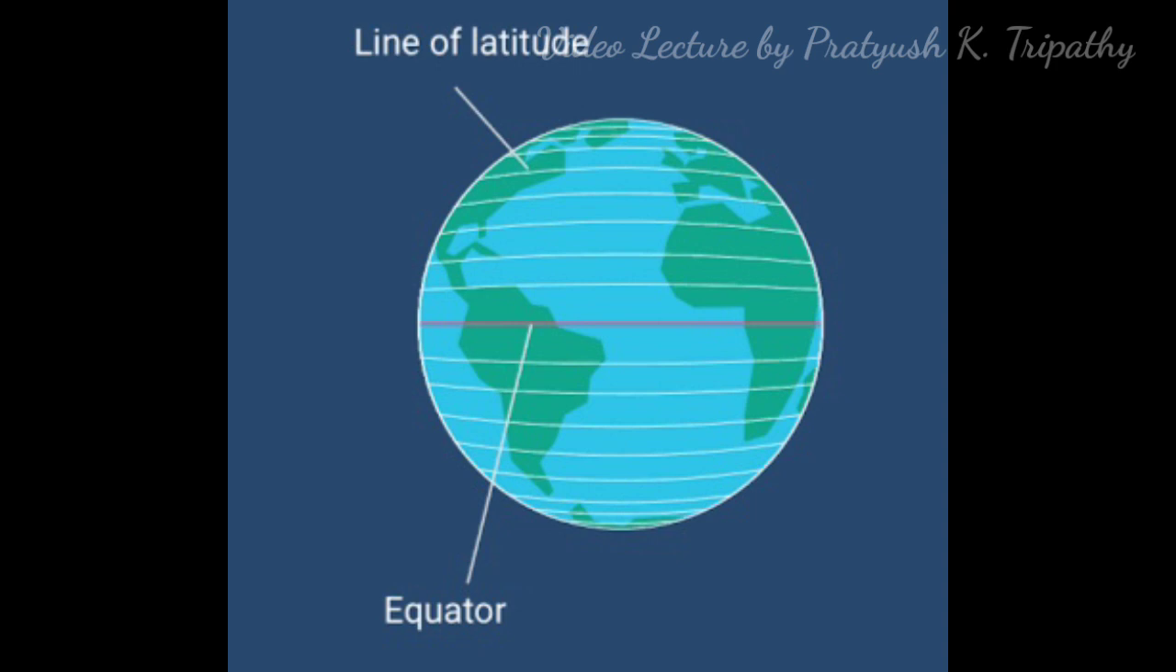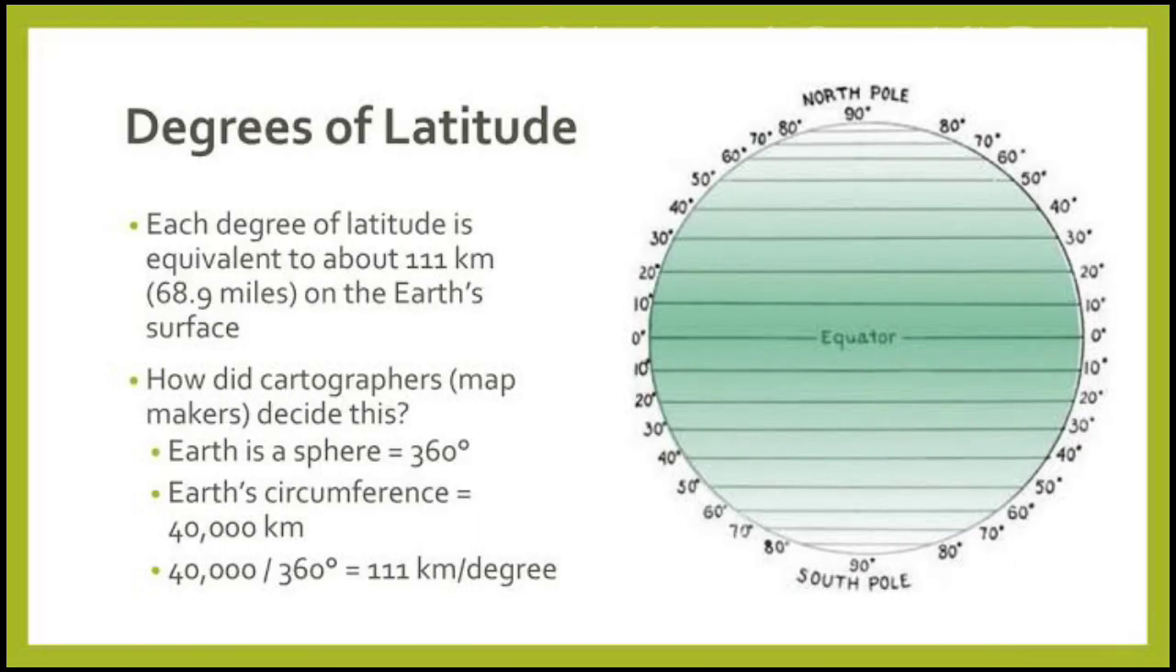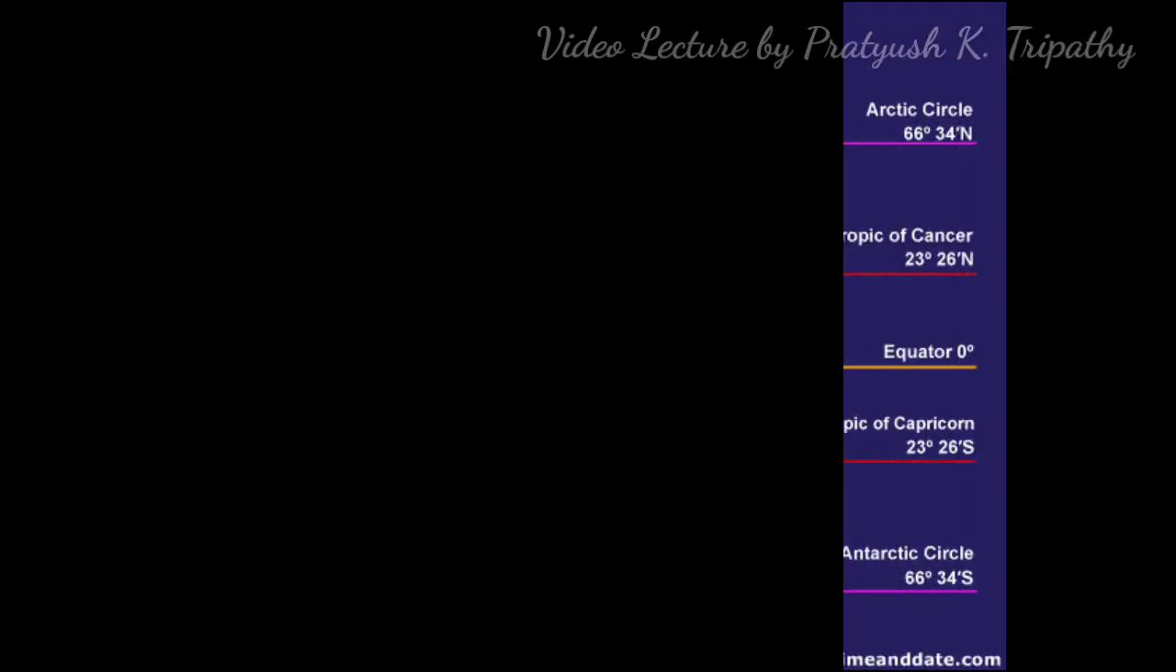The radius and the length of the parallels gradually decrease from its maxima at the equator to the minima at the poles. As the circumference of the earth is approximately 40,000 kilometers and the earth represents 360 degrees, if we do the math, 40,000 divided by 360 equals approximately 111 kilometers. So the distance between each latitude is approximately 111 kilometers.